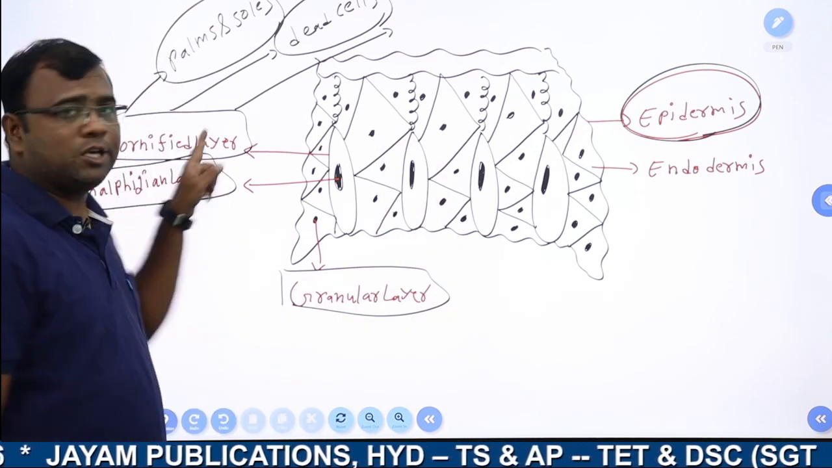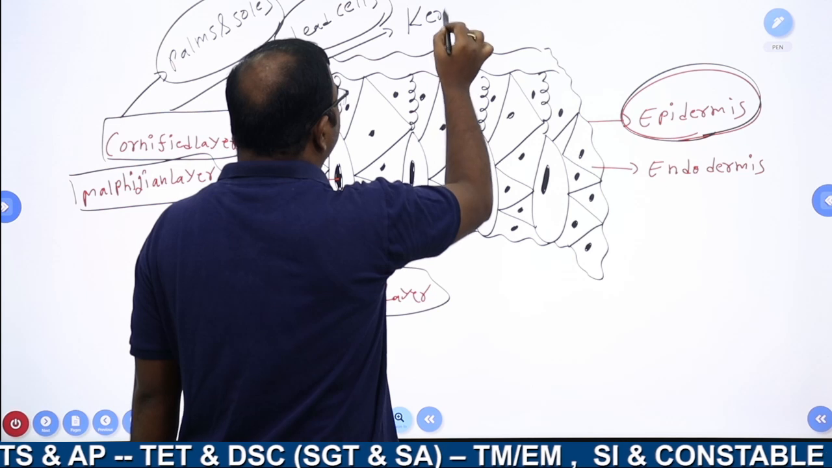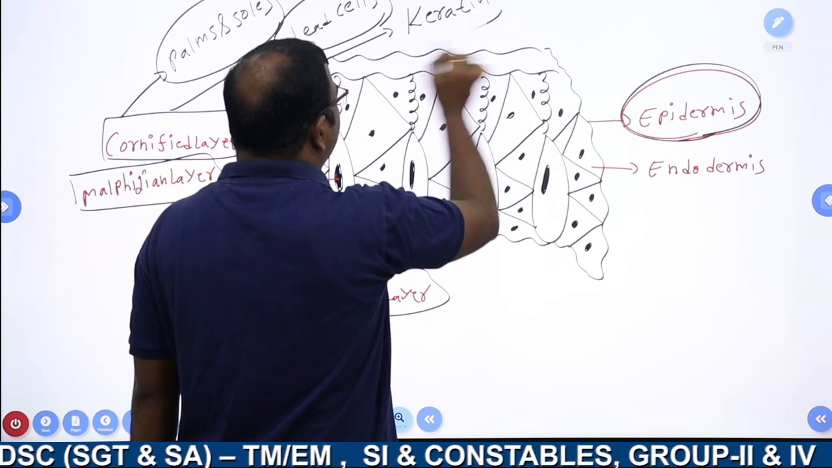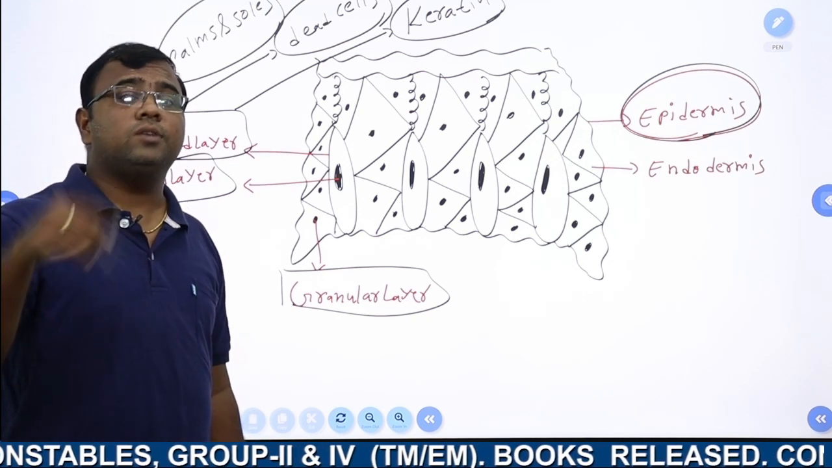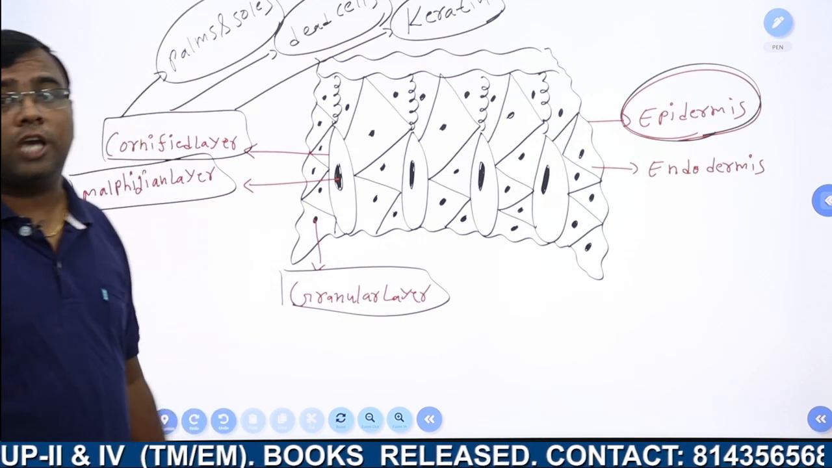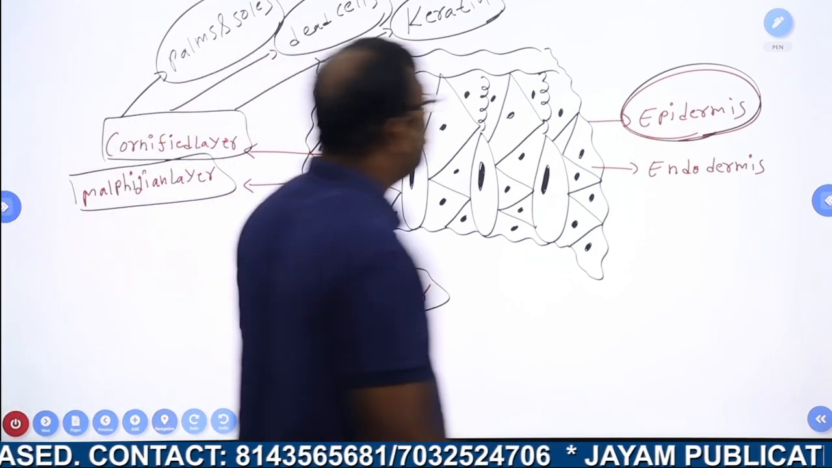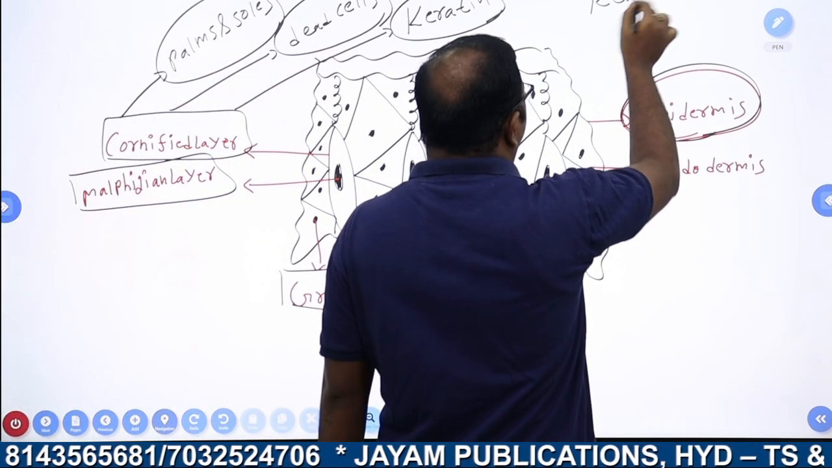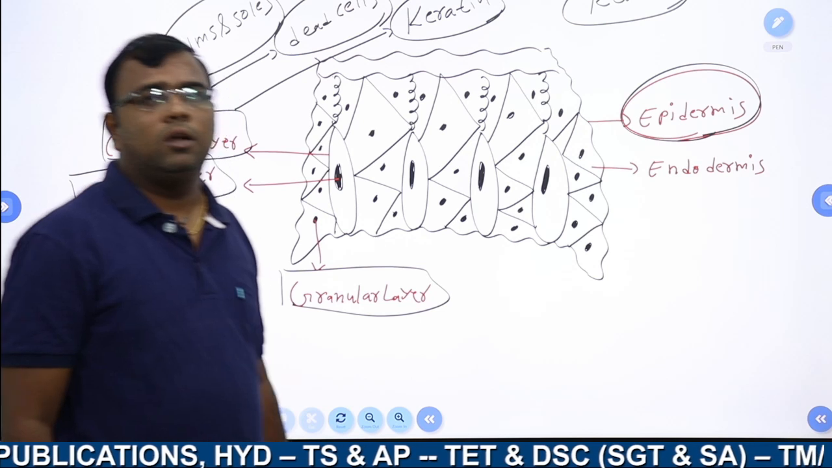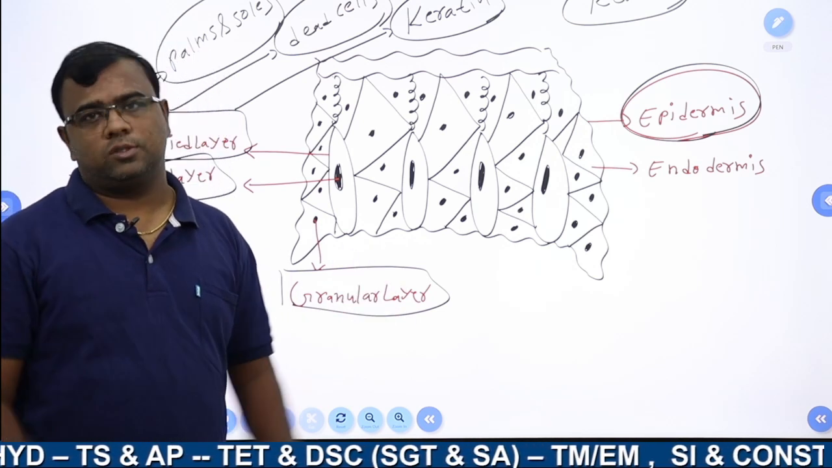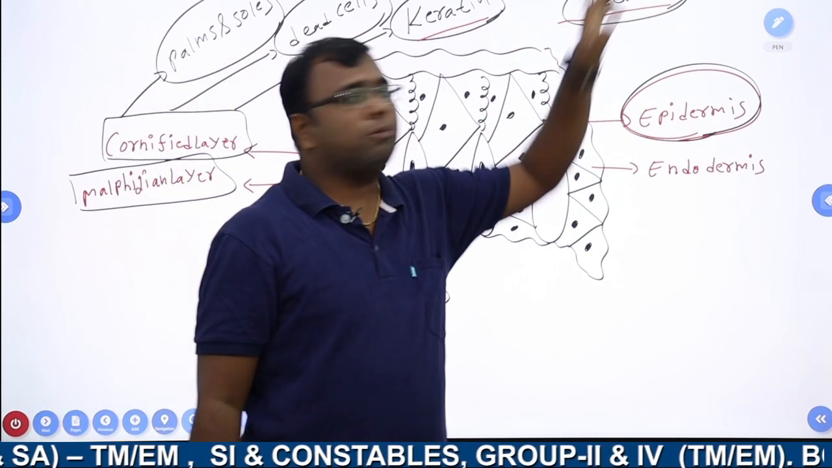The carnified layer contains a protein. Which protein is it? Keratin protein. Another protein is there, and that protein is also keratin. Are these the same proteins or different proteins? These two proteins are different proteins. These are keratin proteins.